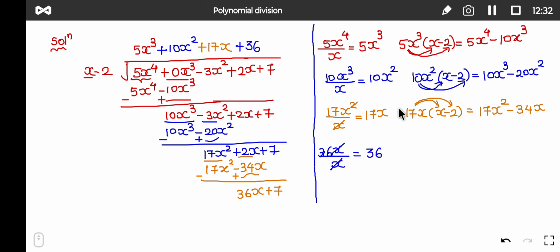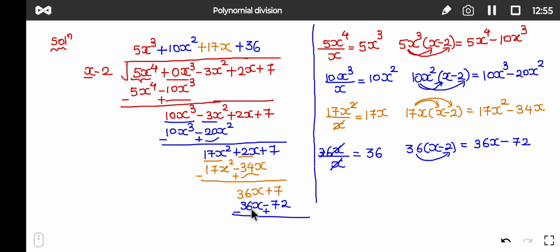here in the quotient. Now multiply 36 with x minus 2, so we'll get 36 into x, 36x, minus 36 into 2, which is 72. So we'll write down here 36x minus 72. If you change the sign, this becomes minus, this becomes plus. So 36x minus 36x will get cancelled, and 7 plus 72, both are plus, so the remainder is 79. Okay, so this is our remainder r, and our quotient is this.